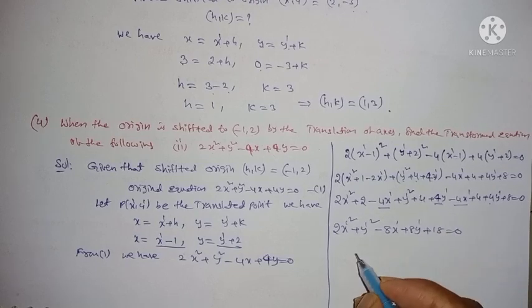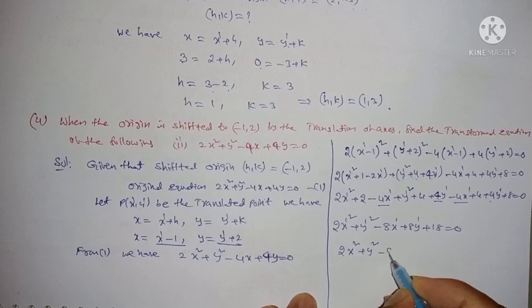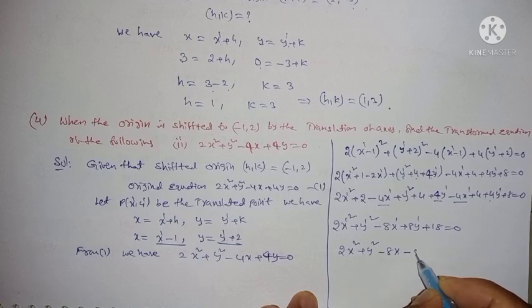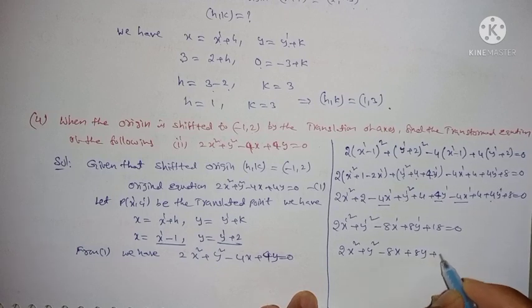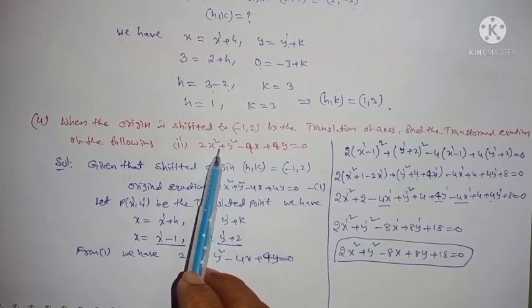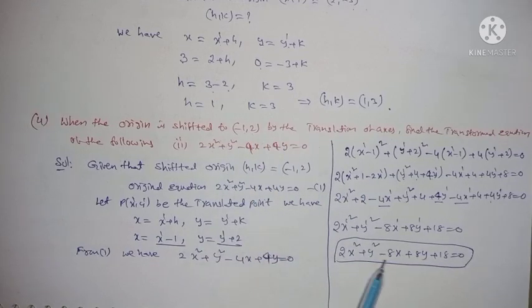Therefore you can write this as 2x² + y² − 8x + 8y + 18 = 0. This is the required equation of the translation. The given equation, when the origin is shifted to (−1, 2), becomes 2x² + y² − 8x + 8y + 18 = 0.